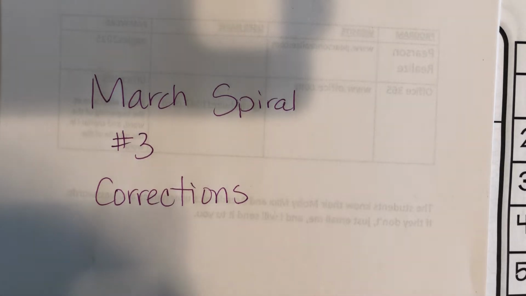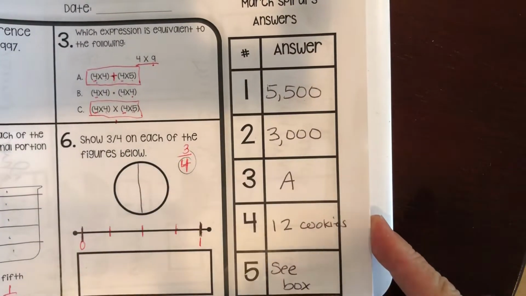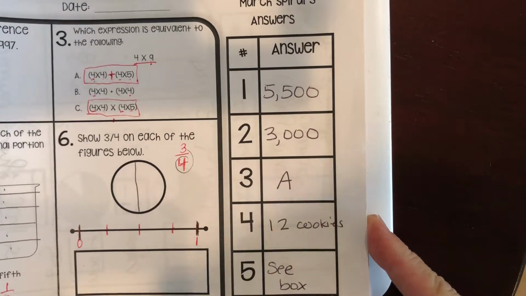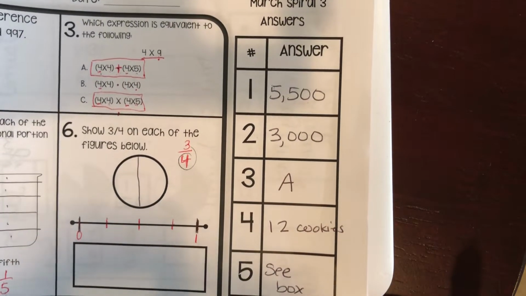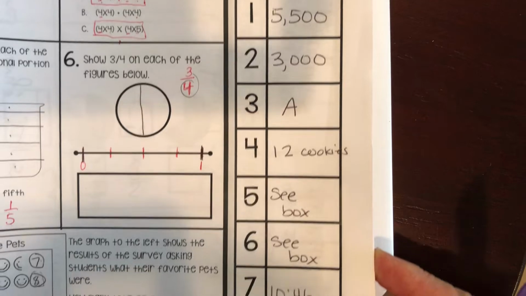Okay, I'm going to show you the corrections for the March spiral number 3 that you did on Friday. Okay, here are the answers. You can always pause this if I'm going a little too fast.